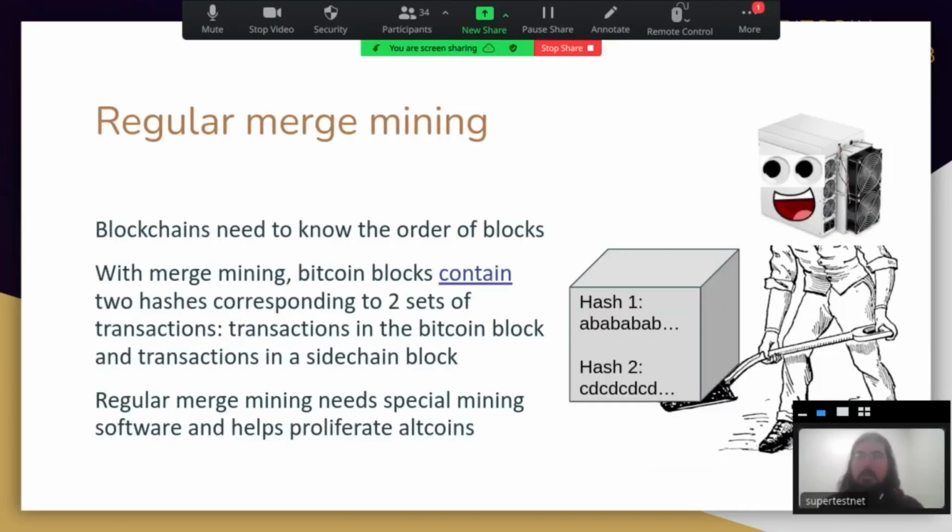Okay, so let's talk about merge mining. Merge mining is something that was invented a very long time ago by Satoshi Nakamoto, back when he created Bitcoin in that first year between 2009 and 2010. There was a lot of innovation and development, and one of the things that was quickly discovered was that blockchains need to know the order of the blocks that are on that chain.